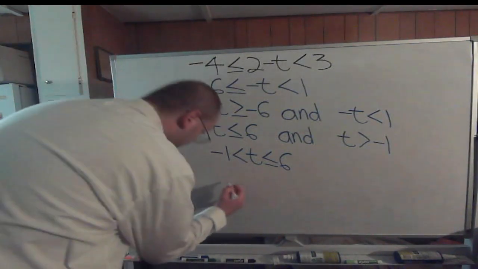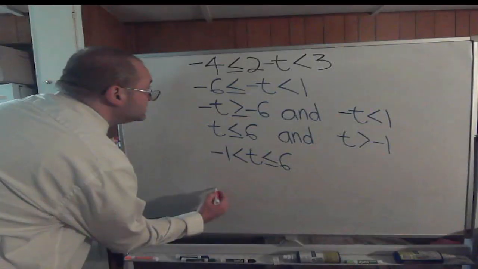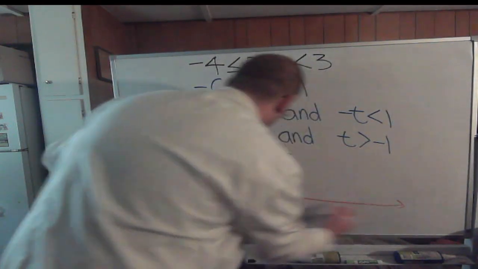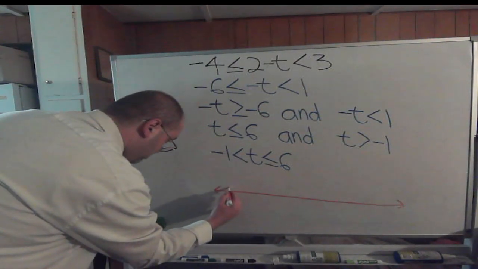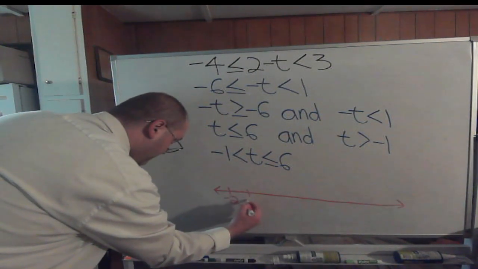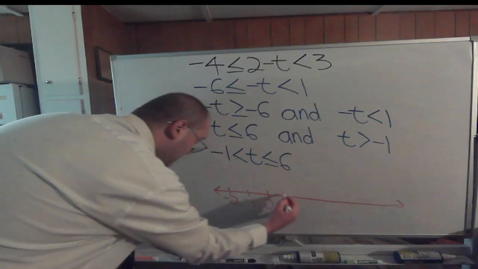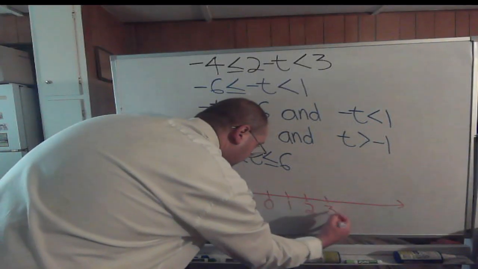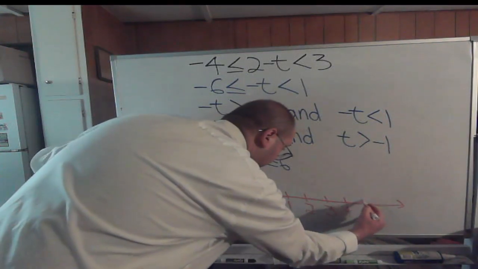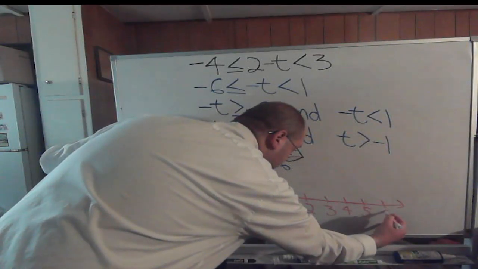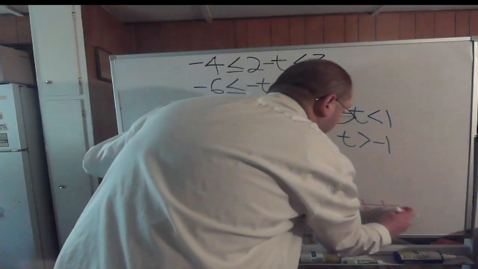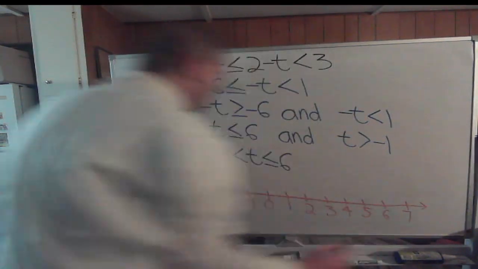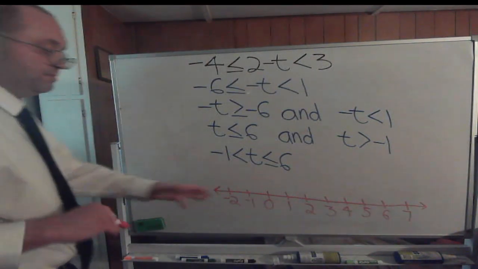Alright, now we want to graph this. Let's graph this. Let's see, we'll put -2 right there, -1 here, 0 here, 1, 2, 3, 4, 5, 6. Let me extend this one. Let's at least go to 7. I like to have a good representative sample. Alright, so we got from -2 to 7 on the number line.